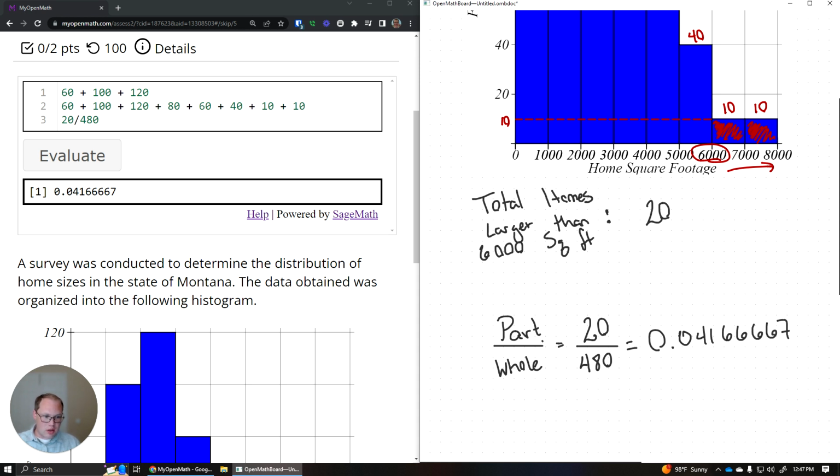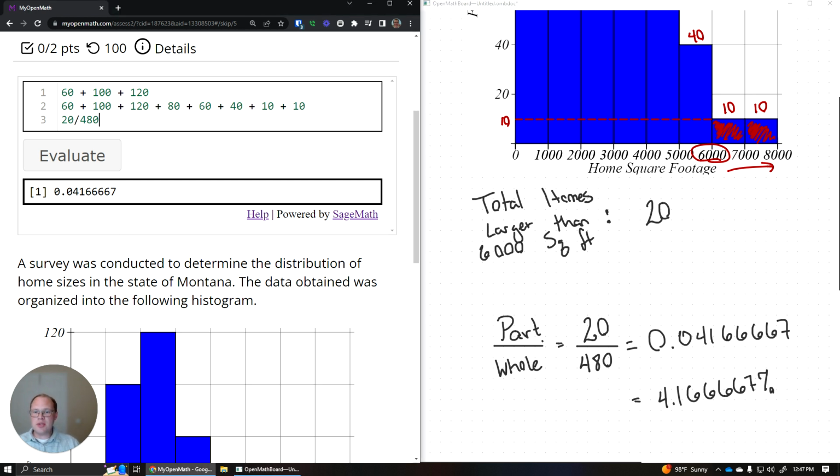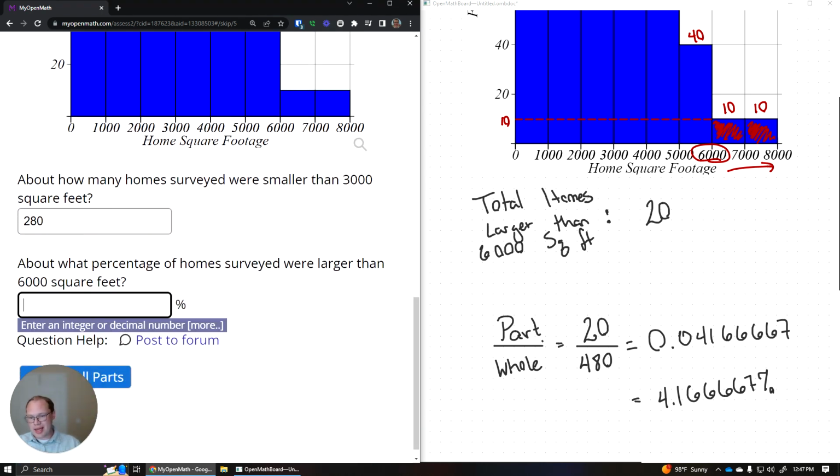And so to convert to a percentage, what I do is I move this decimal 2 places to the right. Okay, so I get 4.166667%. Okay, if I want to do that using the calculator, I just multiply by 100. Moving the decimal 2 places to the right is the same as multiplying by 100. See, 4.166667.